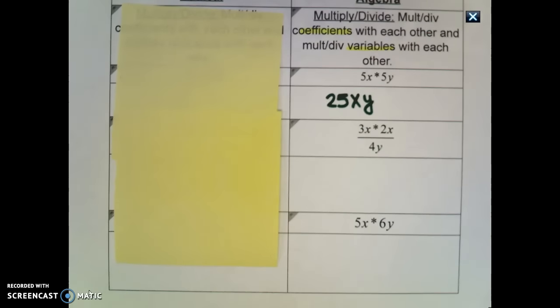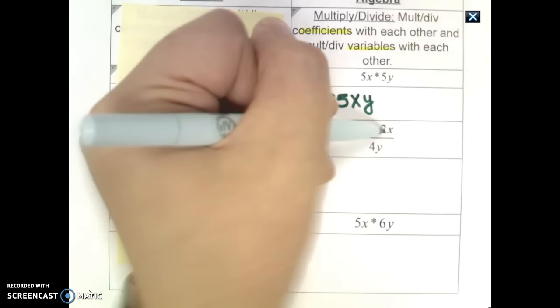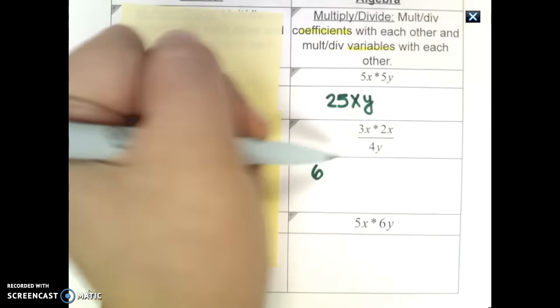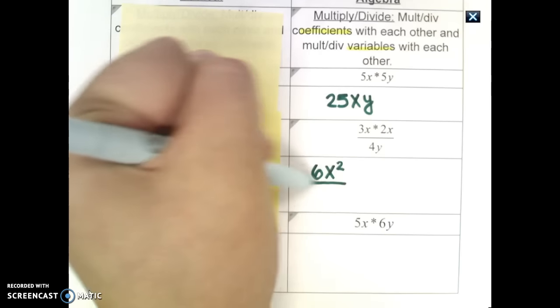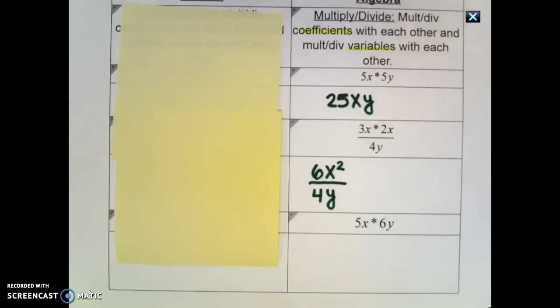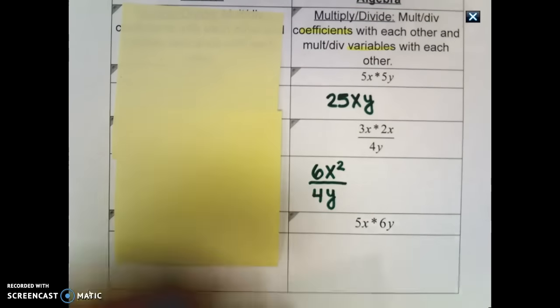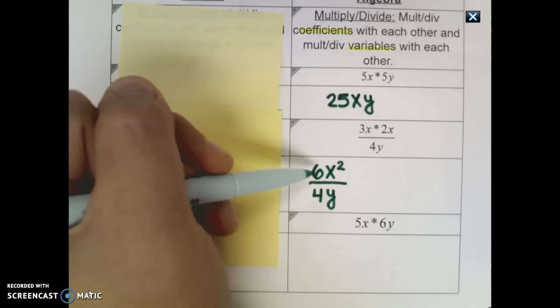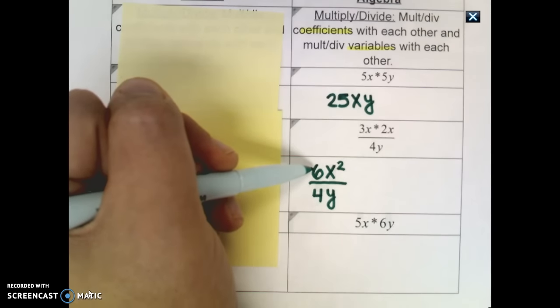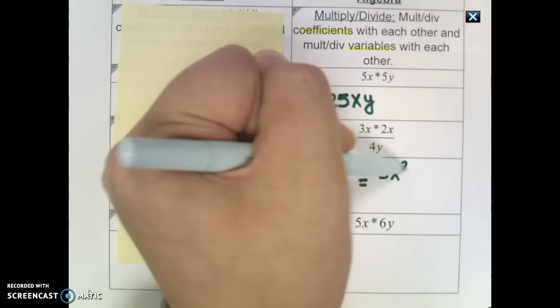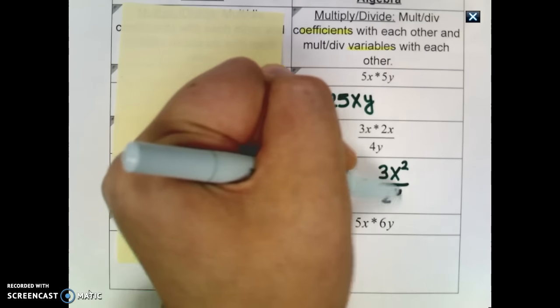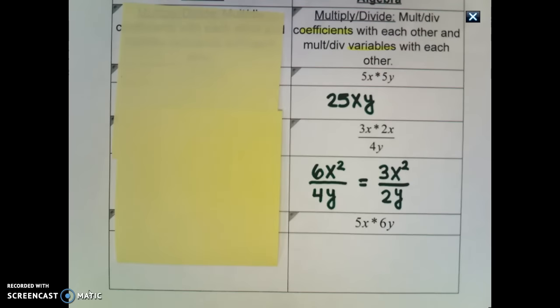Looking at the second example, we would combine 3 with the 2 through multiplication, which is going to give me 6. X times x, which is actually going to be x squared, and I still have my 4y in the denominator. Now, the x squared and the y can't be divided amongst each other, but the 6 and the 4 can certainly be simplified. There's going to be a common factor of 2 there, and so this is going to divide out. When you divide that 2 out, you're going to get 3x squared over 2y as your final answer.